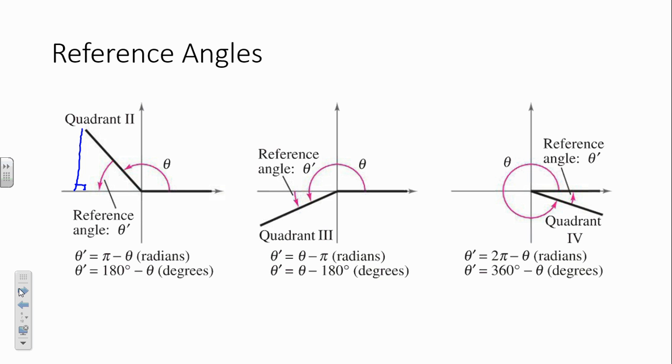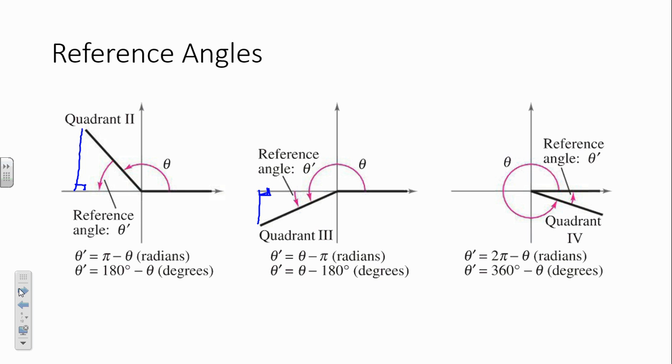Likewise, if we're in the third quadrant, we always drop our perpendicular to the x-axis. So we're just a little bit more than 180, right? So we take our original angle theta minus 180 if it's in degrees and minus pi if it's in radians to find out what that reference angle is. Okay? So if you're in the second or third quadrant, you're either subtracting from 180 or subtracting 180 from it to find that reference angle.